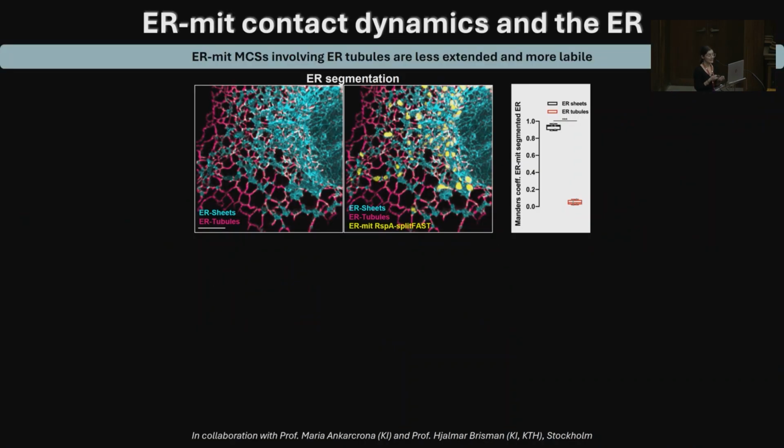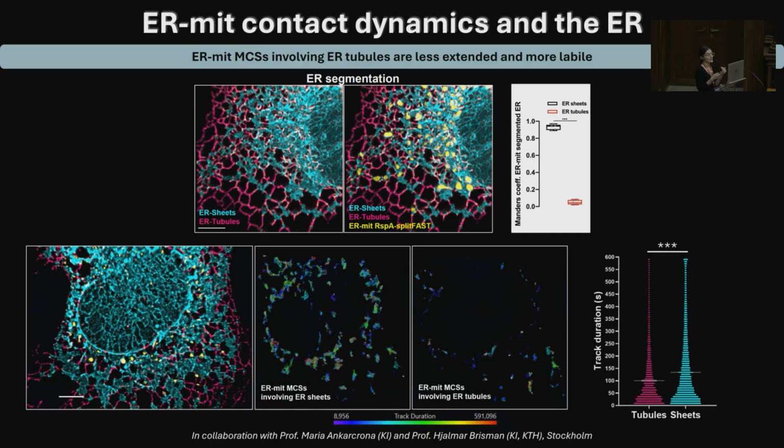Finally, we segmented the ER, and we noticed that the contact sites involving the tubules are fewer in number with respect to the contacts involving the sheets of the ER, and by tracking the single contacts, we also saw that the ones with the tubules are also more labile. In fact, they last only 100 seconds on average, compared to 150, which is the mean for the contacts with the sheets.